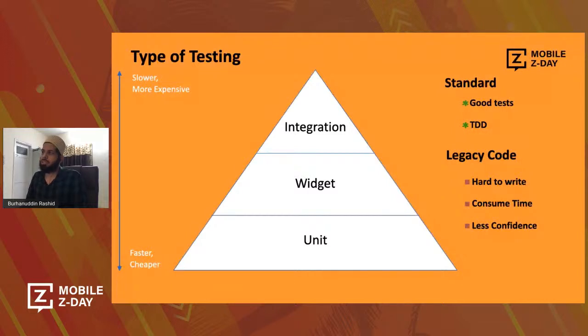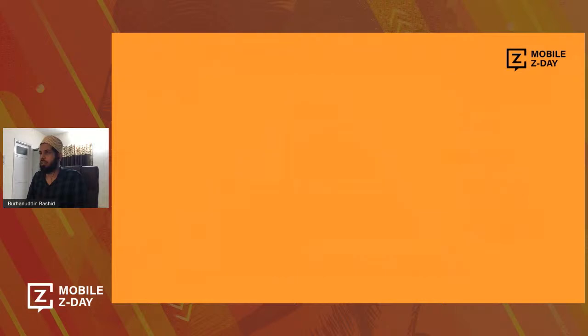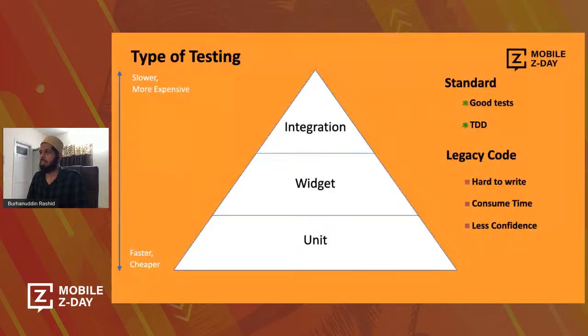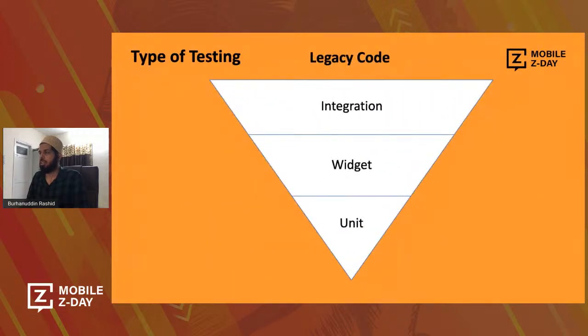So what is the way to do this? What is the solution? Basically, this is the way. I hope you understand what I'm trying to say here. Basically, we are going to flip this triangle for legacy code, so that you have more integration tests, moderate widget tests, and fewer unit tests when you're working with legacy code.